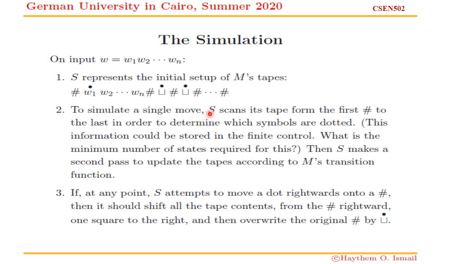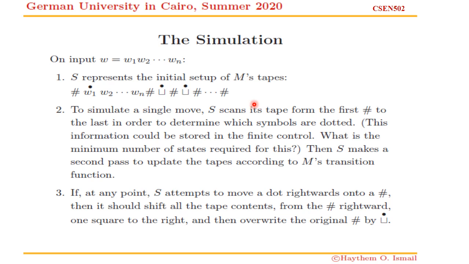Now, to simulate a single move of M, S will scan its tape, from the first hash, from the very beginning, to the last hash. Why is it doing that? It needs to determine the symbols that are dotted. It needs to know which symbols M's heads are pointing at. So S will do a single scan of its tape, moving from the beginning. The dot here is on w1, keep on moving, it's on this blank, then on the third block, it's on an A, for example, and so on.